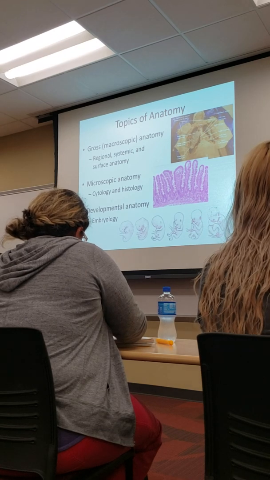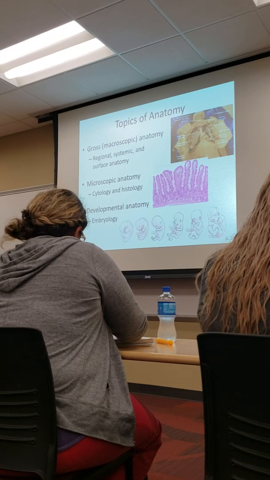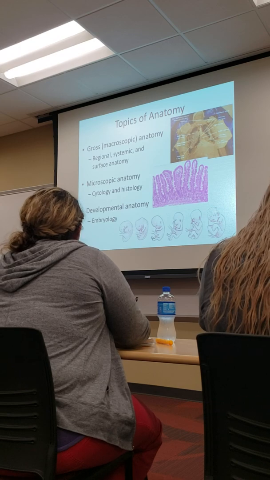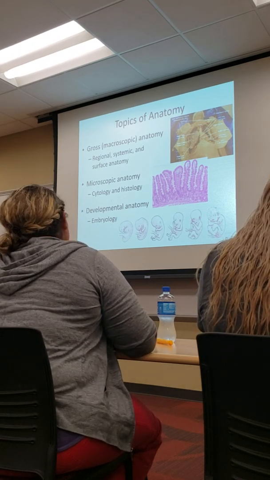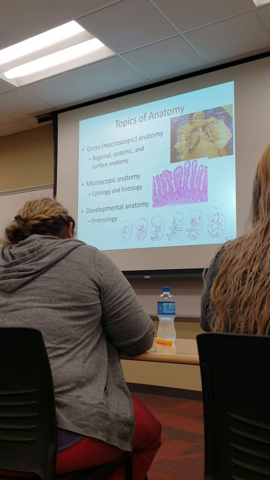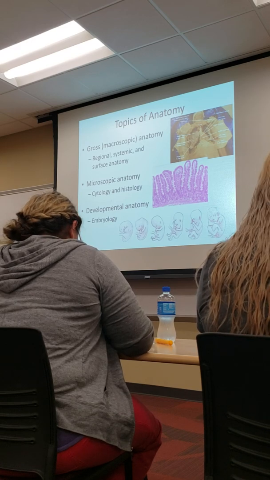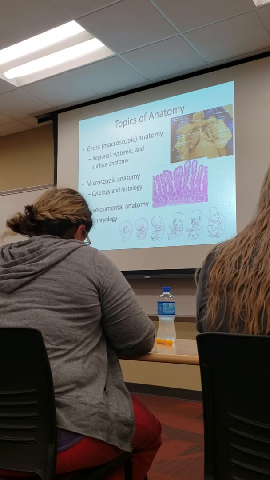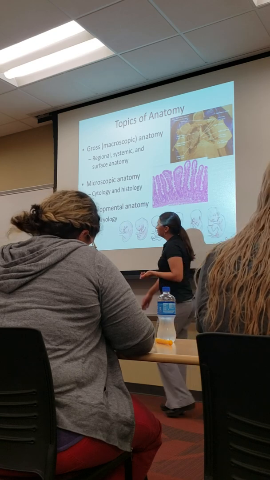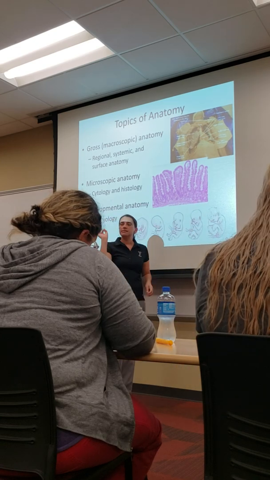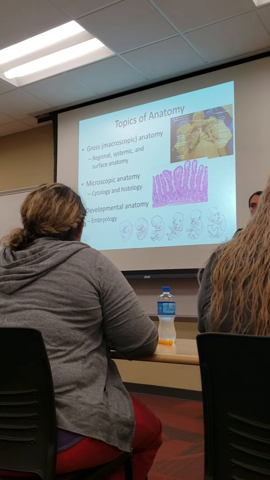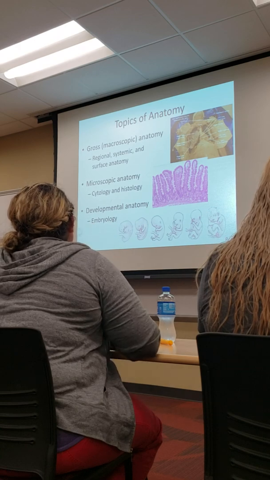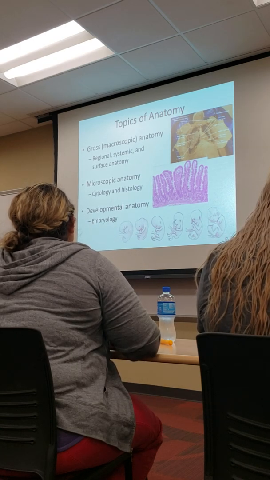So gross anatomy is macroscopic anatomy. It's what you can see with your eyes. Anything that you can look at with your eyes is going to be gross anatomy. When we go into the microscope, that's going to be microscopic anatomy. We're going to be studying not a lot of cytology, which is cell. Anytime you see that word part cyte, C-Y-T-E, that stands for cell. Histology is going to be the study of tissues.